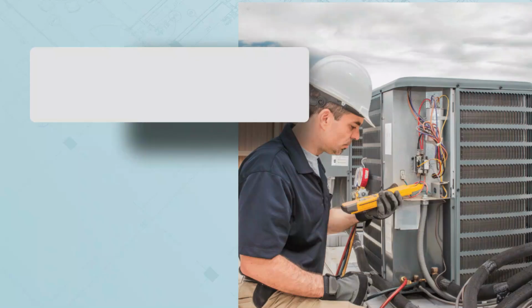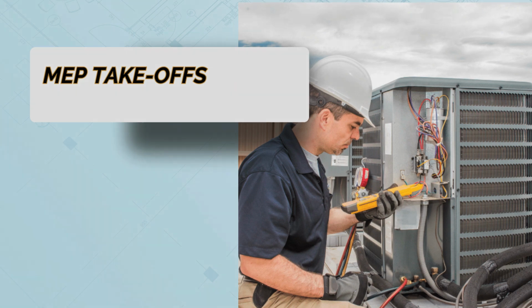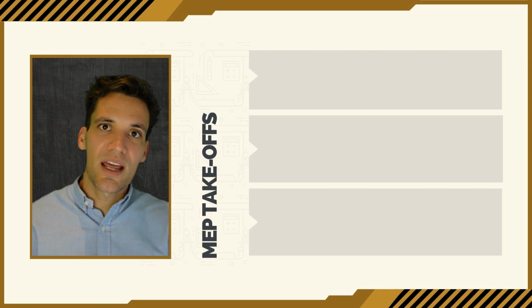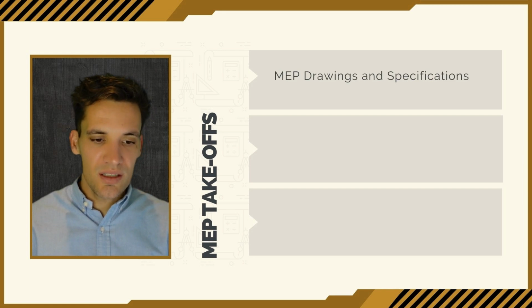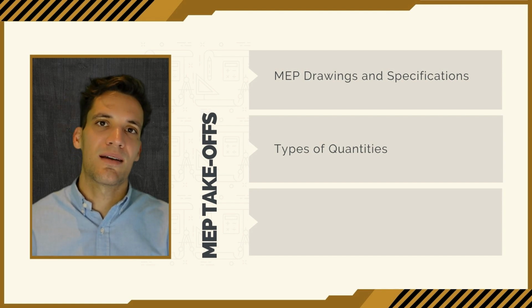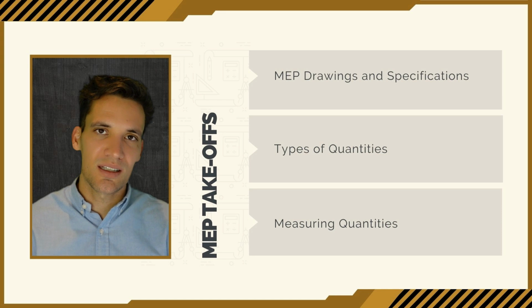Basically, we'll go through and understand the different types of drawings, what's shown on the drawings, and then we'll look at the key quantities that you need to be able to measure. So in this section on MEP takeoffs, we're going to talk about the different MEP drawings and specifications, the different types of quantities you'll be measuring, and like with the other sections, we'll go through a worked example of how to measure these key quantities.